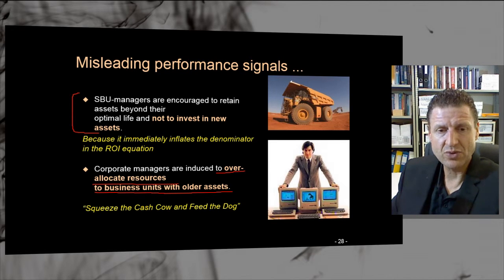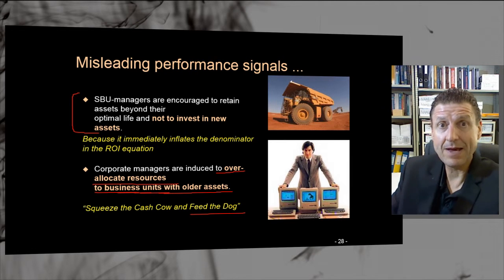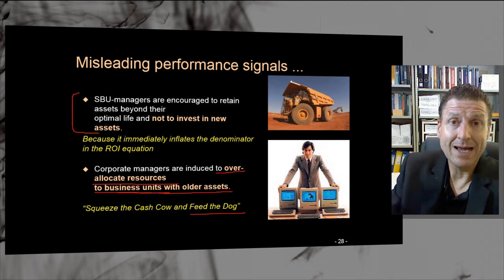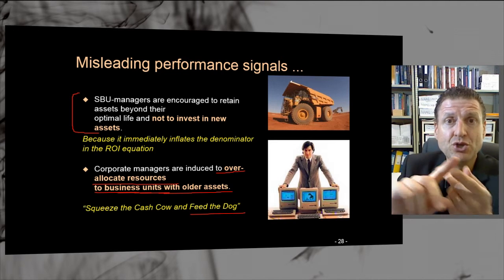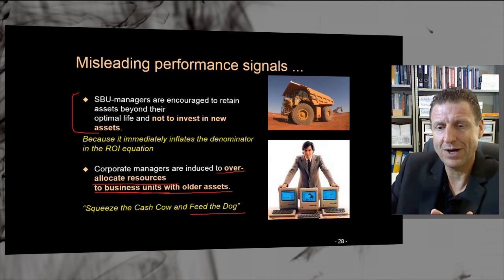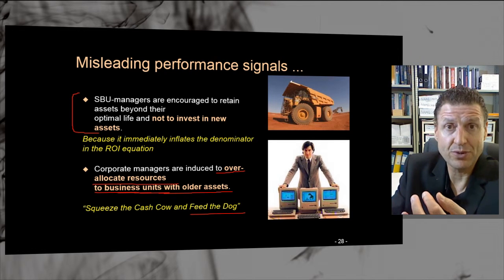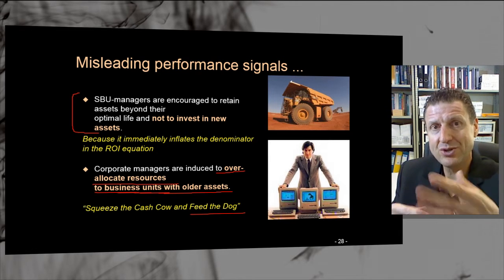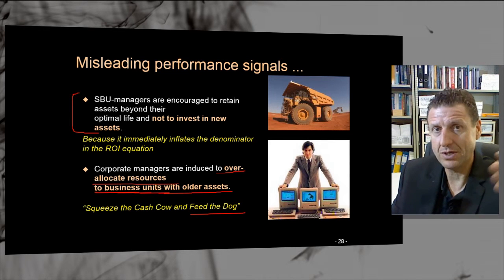Corporate managers are induced to over-allocate resources to business units with older assets. So they want to squeeze the cash cow and feed the dog. Why? Because the business units with older assets appear to be having larger return on investment. And so then they can justify new initiatives. They can justify giving more bonus. They can justify hiring more staff. Why? Because their return on investment is better. Can you see that?